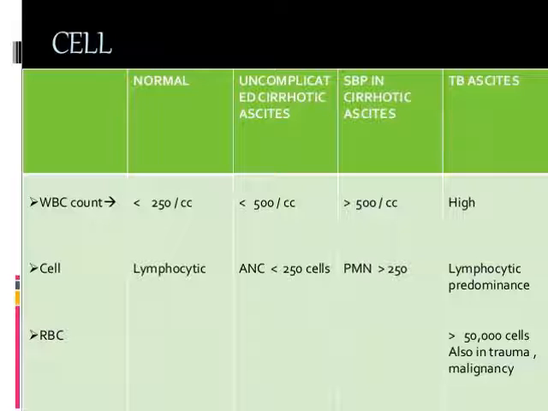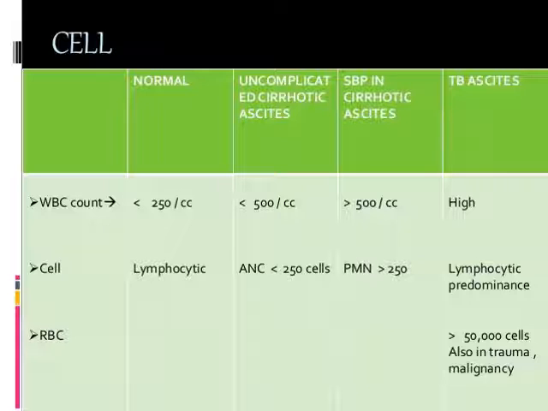Cell count. White blood cell count is the most important. Normally, white cell count is less than 250 per cubic mm. In cases of uncomplicated cirrhotic ascites, white cell count is less than 500. In case of spontaneous bacterial peritonitis, white cell count is more than 500. In case of tuberculous ascites, it is also raised.